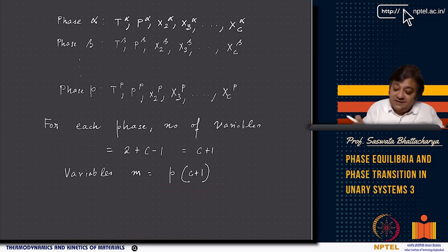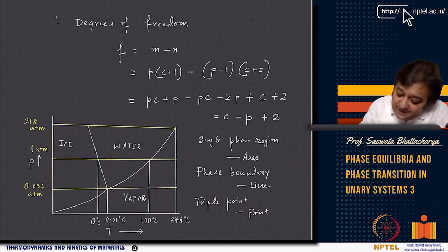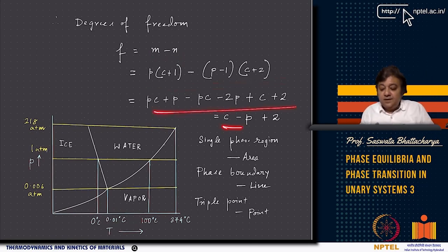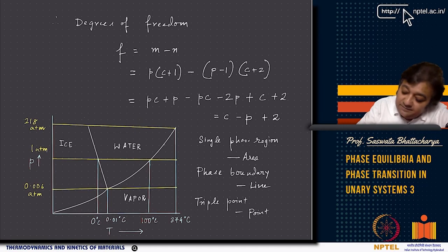Now it becomes very easy. I can find degrees of freedom as number of variables minus number of equations, which comes out to be, if you just simplify this, C minus P plus 2. If temperature and pressure both are taken, then it becomes C minus P plus 2. However, for condensed phases, that is solid and liquid, often we ignore pressure, and then the degrees of freedom will become F equals C for condensed phase systems.